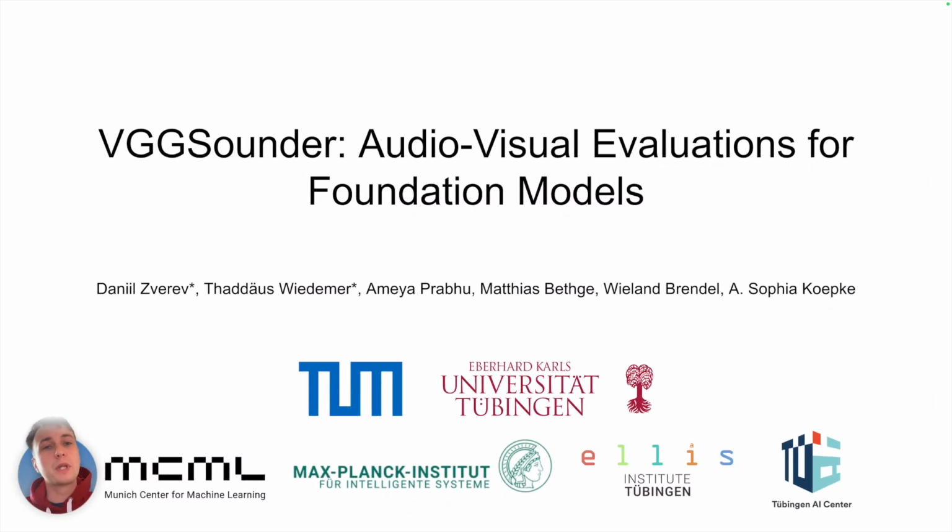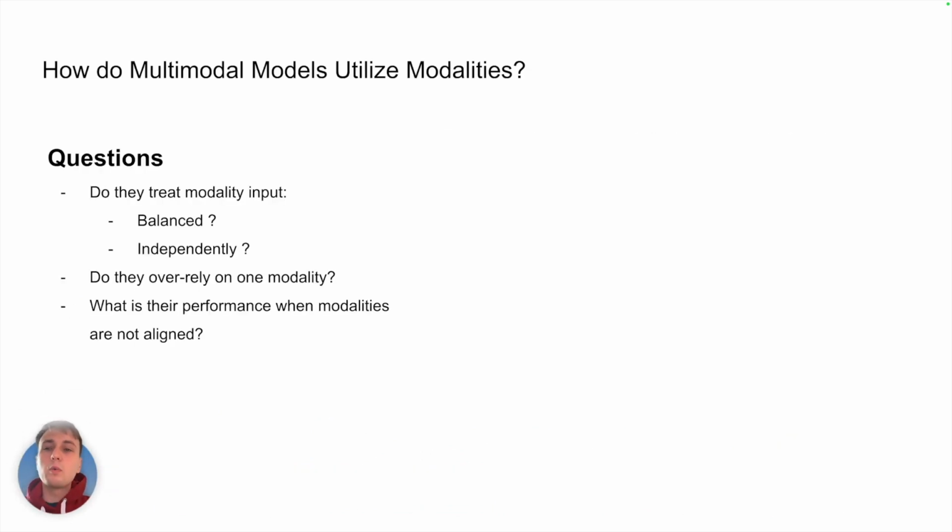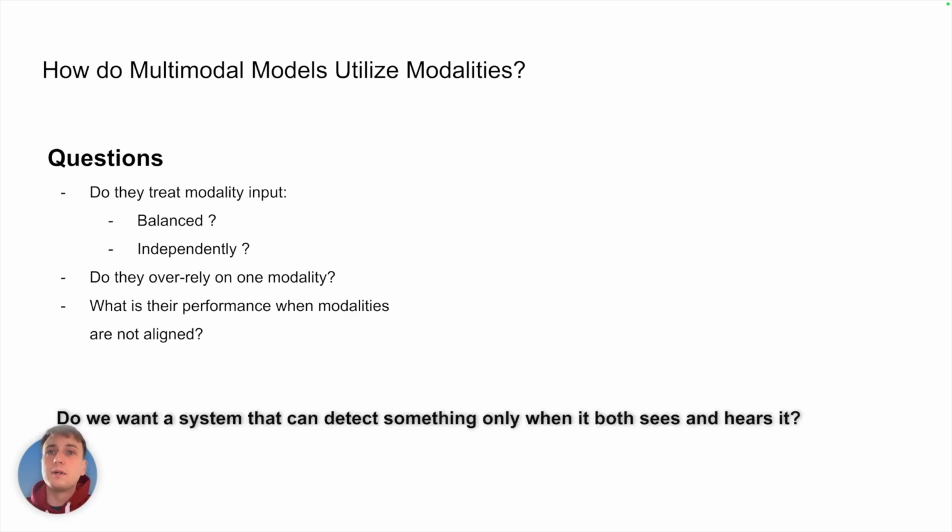So let's start with a couple of the research questions. When one works with multimodal models, one will eventually ask: do they treat the modalities in a balanced, independent way, or do they over-rely on one modality? And what about cases when the target class exists only in one modality and doesn't exist in another modality? After all, no one wants a system that can detect something only when it both sees and hears it.